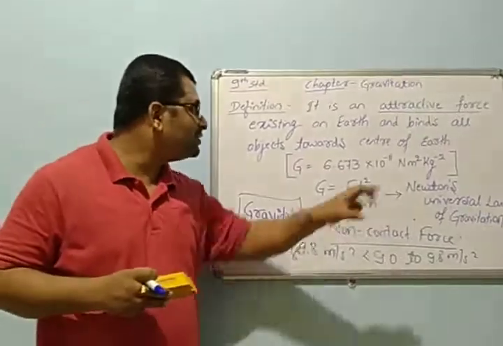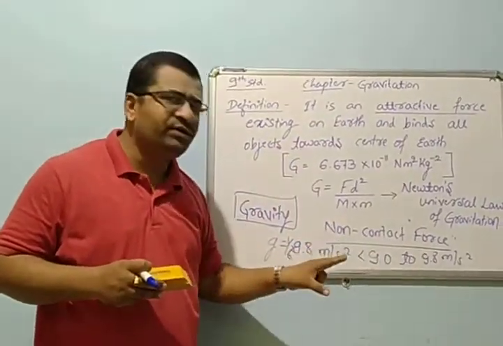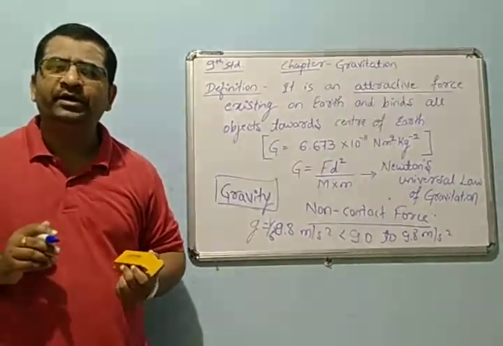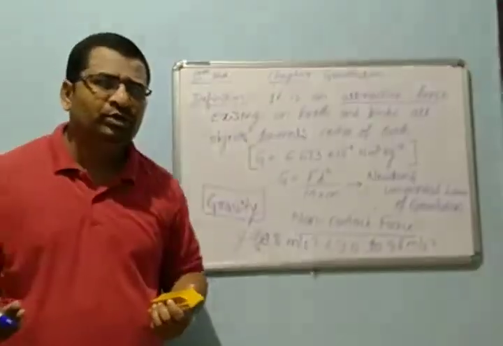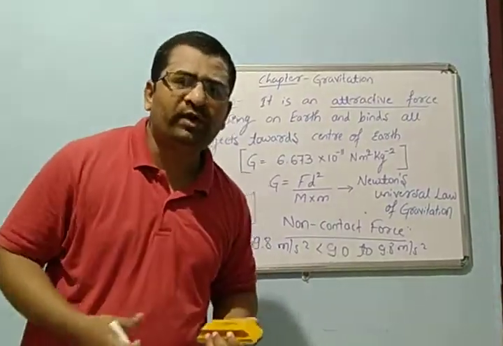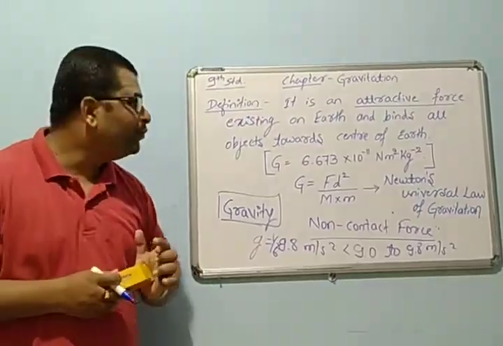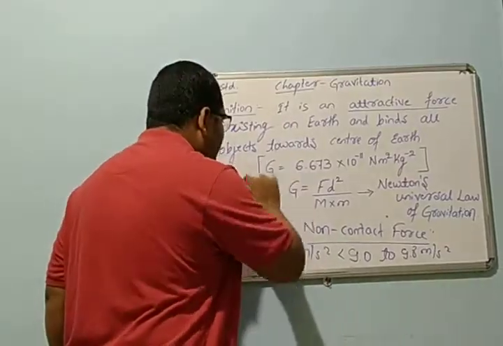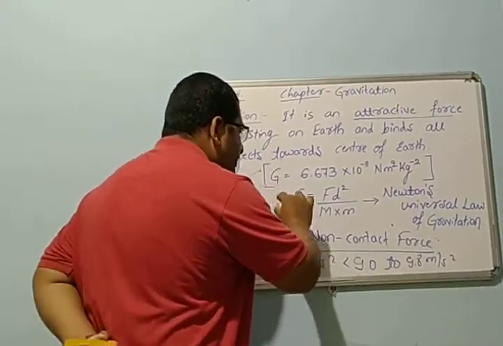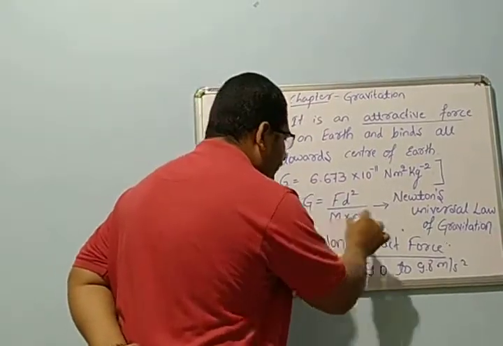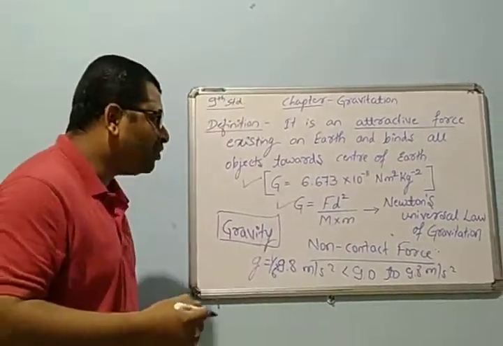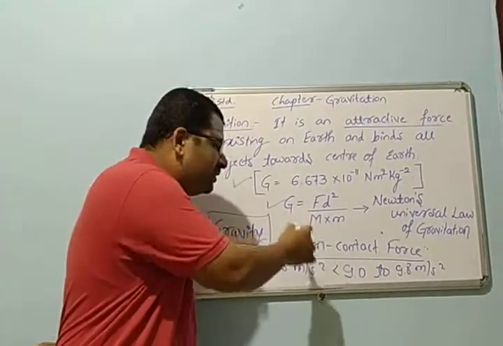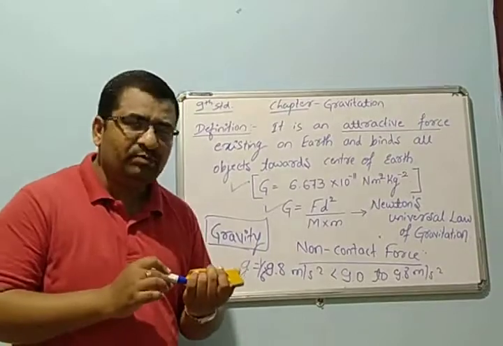And in today's class, whatever the explanation I have given, you have to write it down in the fair notebook and read the textbook. So still more perfectness will come to you. And about this explanation regarding the capital G, and F is equal to G m1 m2 by d square, so this is all about Newton's universal law of gravitation. The explanation of this I will give in my tomorrow class.